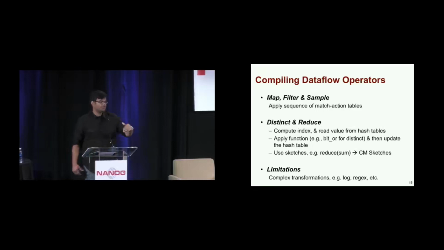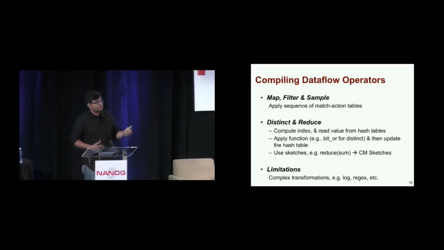Executing map, filter, and sample is relatively easy, because all you have to do is apply the sequence of match action tables in which you can figure out what header fields you want to apply a map operation on, or how you want to filter and sample there. Distinct and reduce are relatively complex.